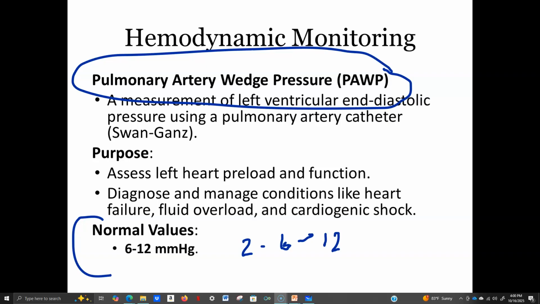So, to help you just remember it, and I know it's backwards on the screen, but the 2 to 6 is basically information about that right atrium. 6 to 12 is information about that left atrium, right? Both things talk about the volume of blood in the left or right atrium. They both, again, just mean wet or dry.